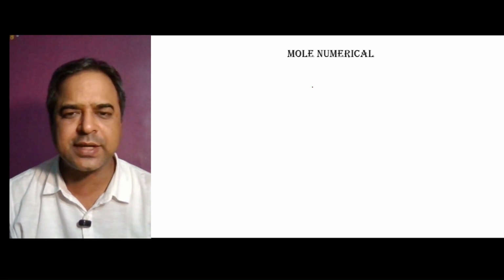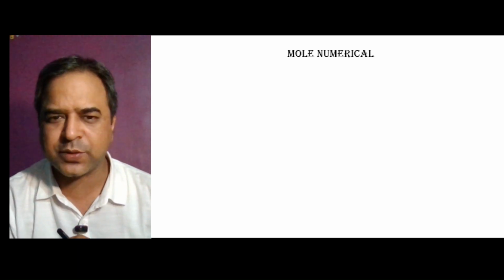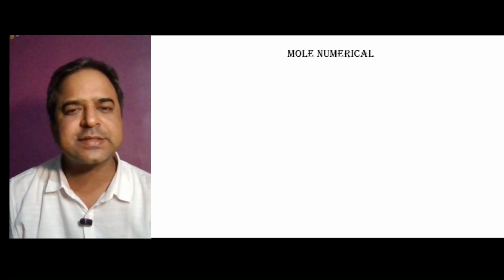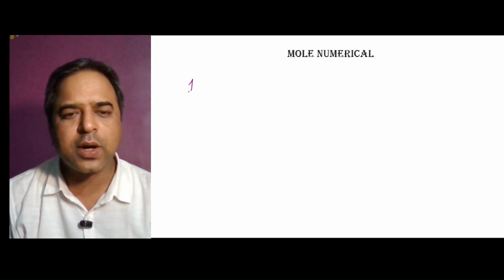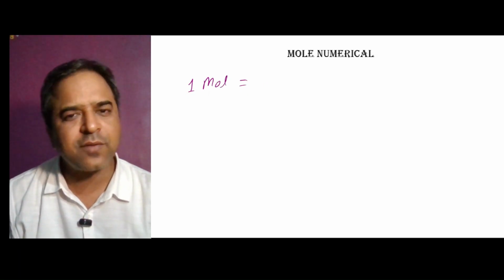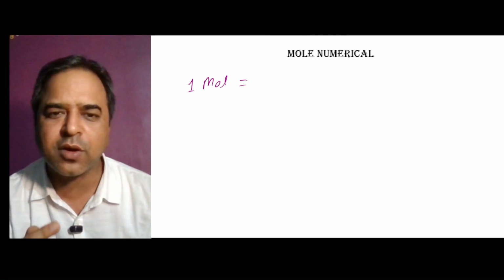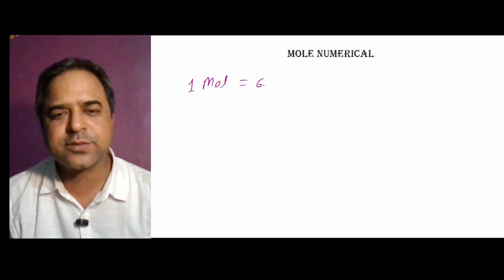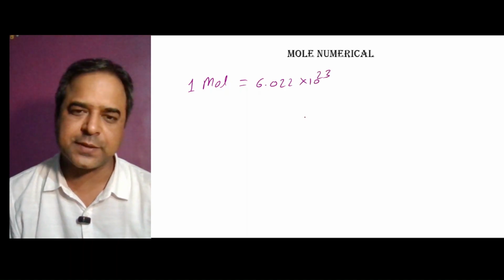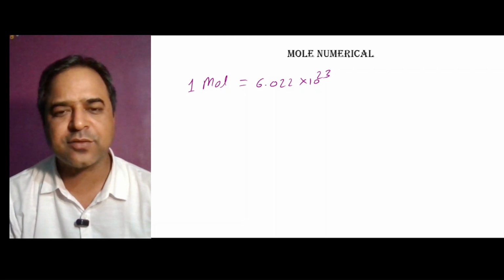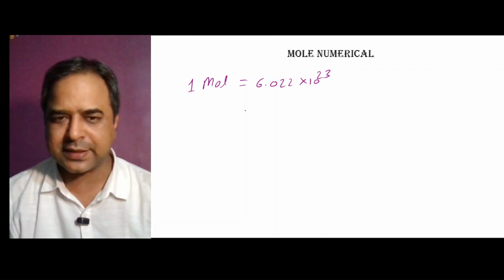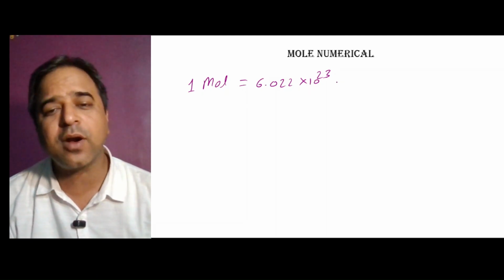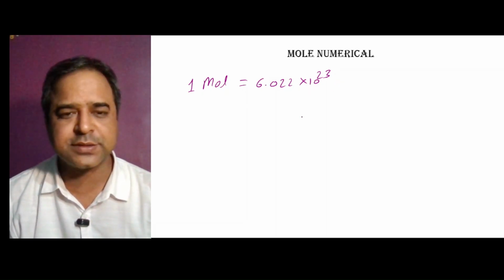Numericals, we will do a little recap of what we have done in the previous video. First of all, what we had discussed last time: 1 mole, if I ask you in terms of number of particles or number of molecules, you will write it is 6.022 × 10^23. It can be different kinds of atoms, molecules, or particles. This number is also called the Avogadro number or constant.